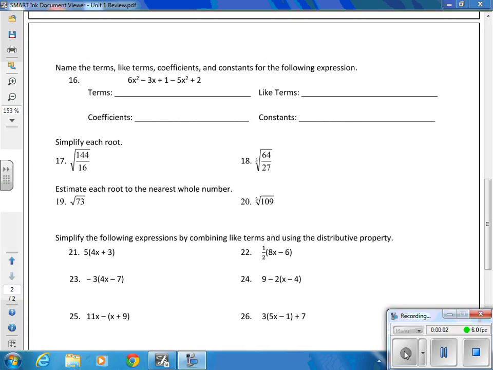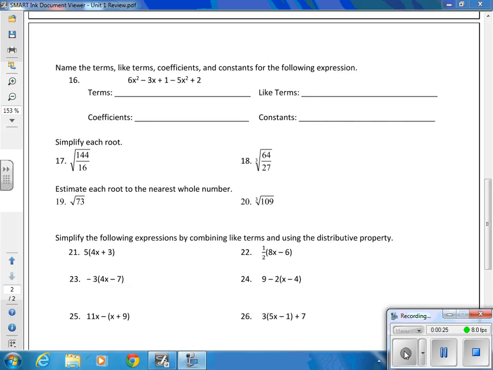Right, this video will take care of numbers 16 through 30, and you should also use this to study for the test that is upcoming. Right, for number 16, you are given the algebraic expression that you see on the board, and then you will need to identify the terms, like terms, coefficients, and constants. And the idea behind all of this is knowing your vocabulary. If you know what these words mean, you can pick them out pretty easily.